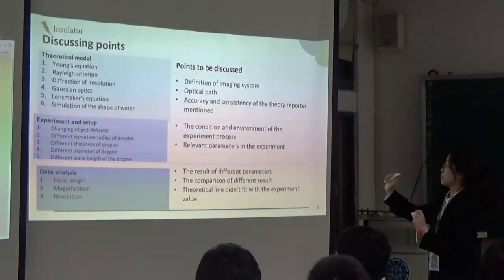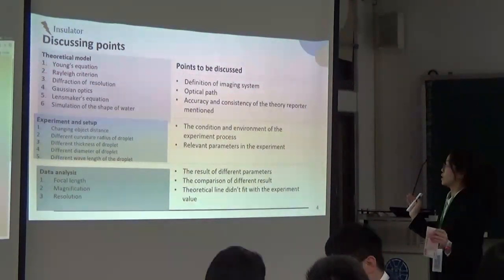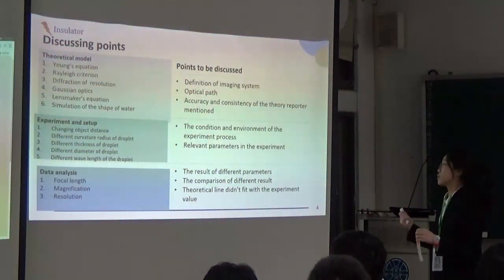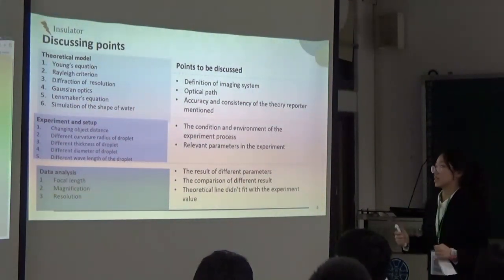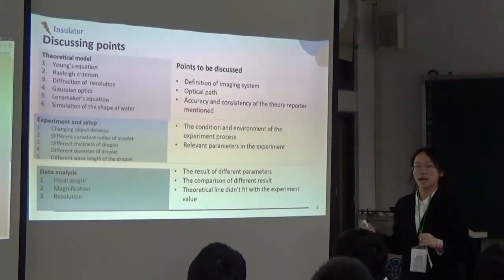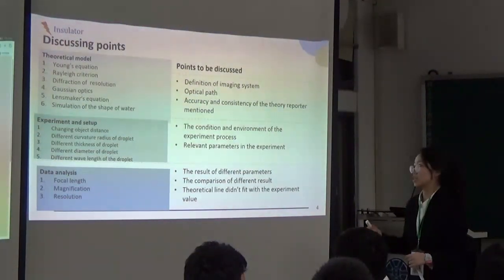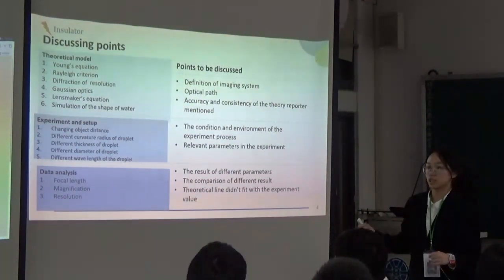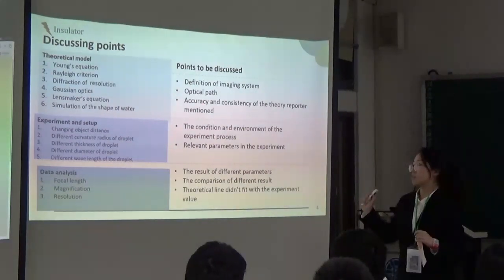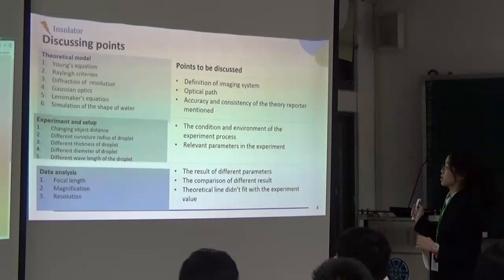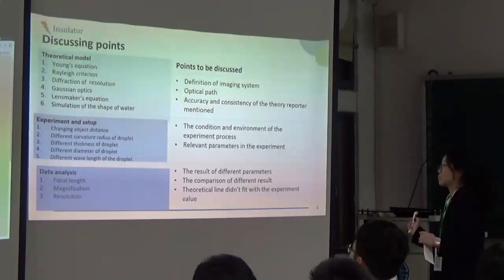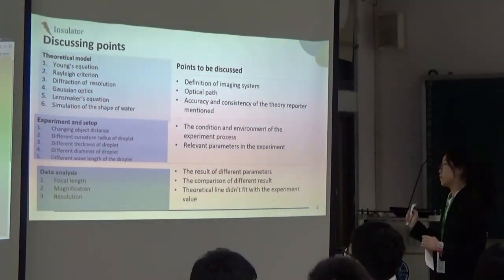And here, I will talk about the condition and environment of the experiment process and the relevant parameters in the experiment. And in the data analysis, I will talk about the focal length, which I think might affect the magnification and resolution. And I will talk about whether the magnification and resolution affect each other. And the points to be made here will be the results of different parameters and the comparison of different results.